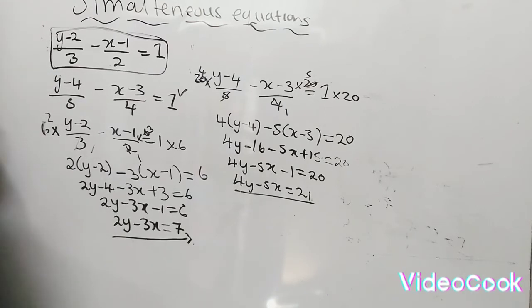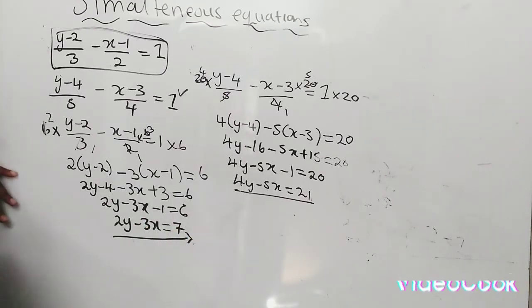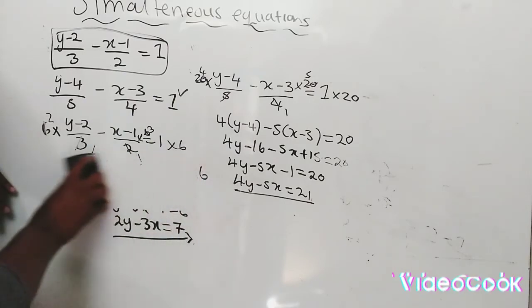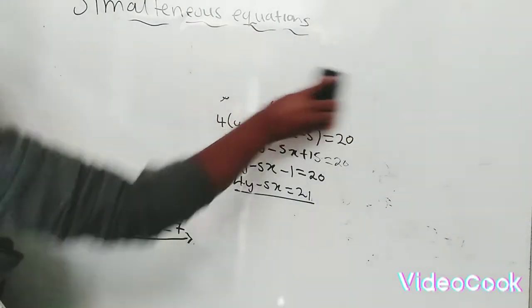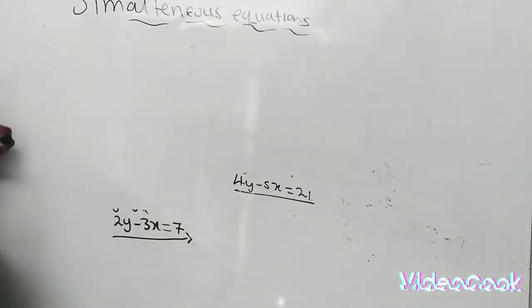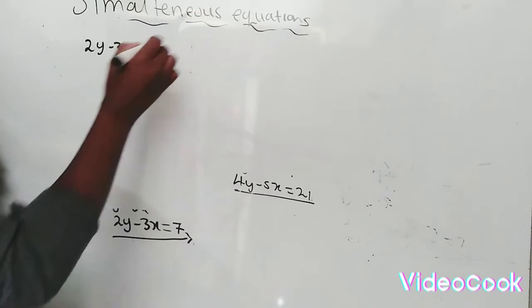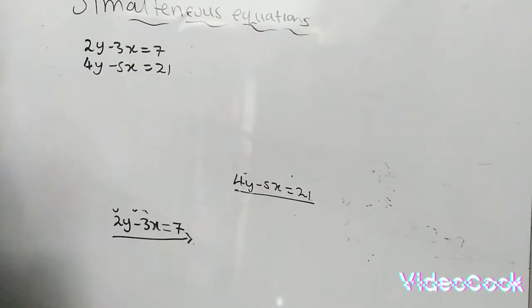Unfortunately, I'm going to erase the board, so just take note of the final equations that we got. That's the first step. We just rewrote these expressions and made them linear without any fractions, right? Now we want to find our variables. We want to calculate for x and also for y. So we have 2y minus 3x is equal to 7, and 4y minus 5x is equal to 21.